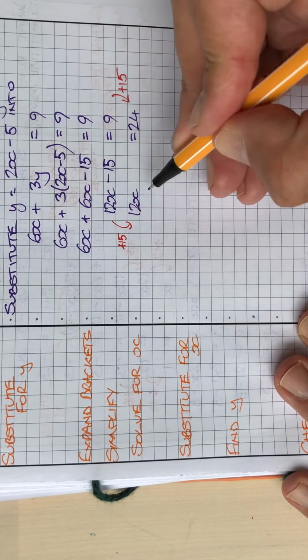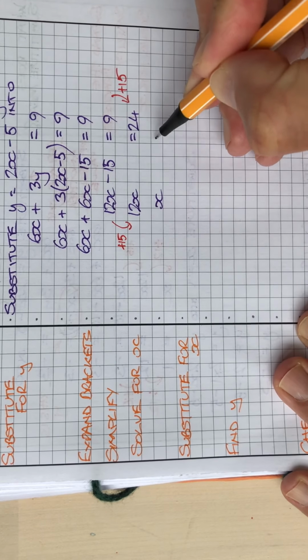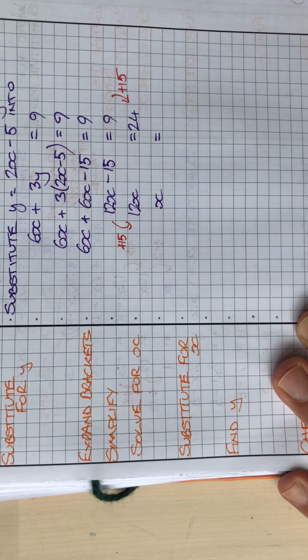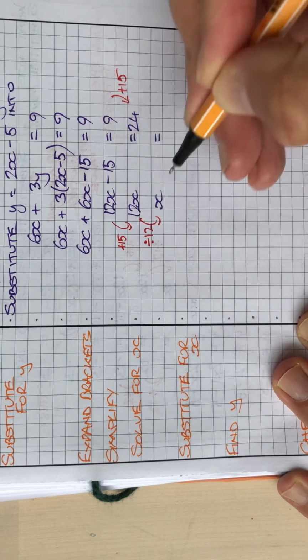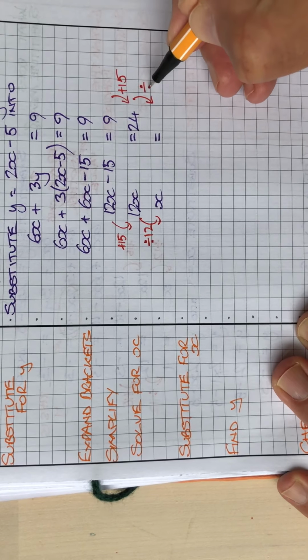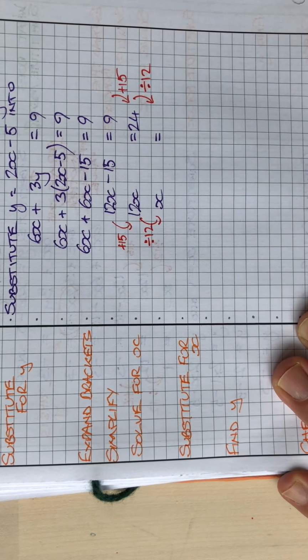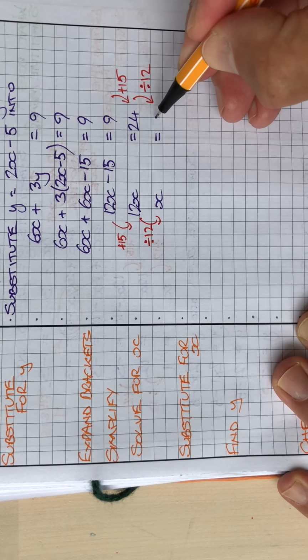Okay, my number is multiplied by 12. Get rid of the times by 12. How? Divide by 12. Divide by 12 one side, divide by 12 the other side. My number is 2.